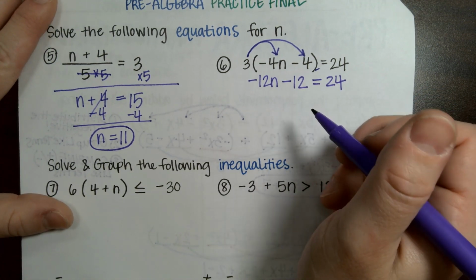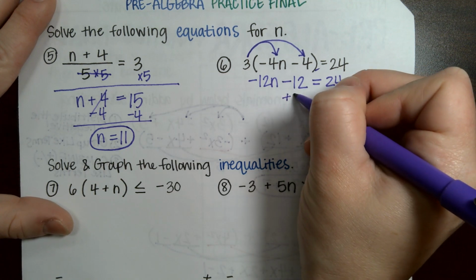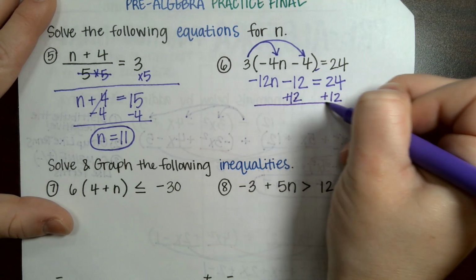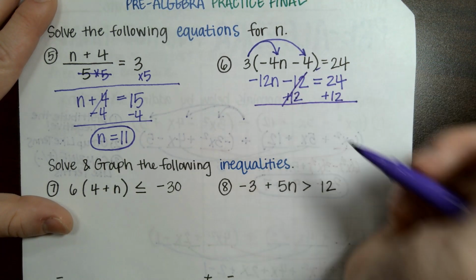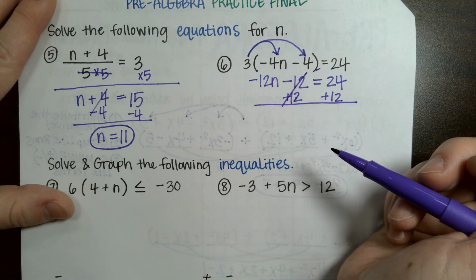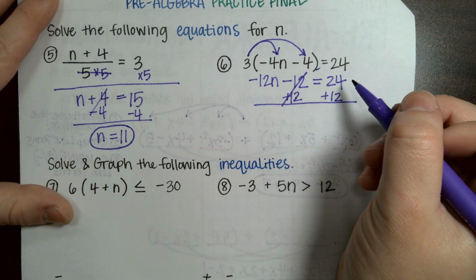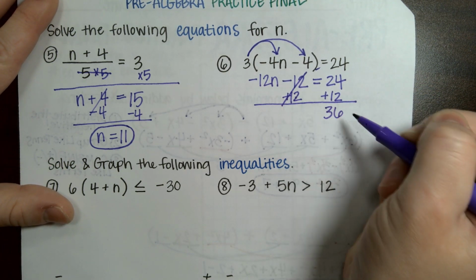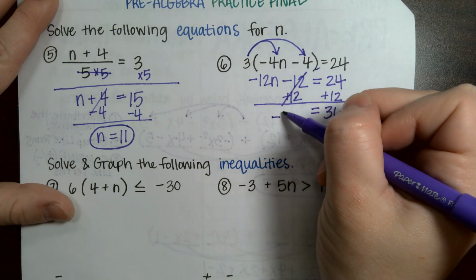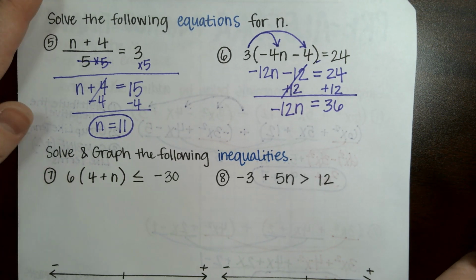So what do we do first? Yeah, let's add 12 to get rid of that minus 12. And that negative 12 and that plus 12 cancel. And then what do we do next? Yeah, 24 plus 12, what is that? 36. And we'll go ahead and bring everything down. Equals, and we still have negative 12n. So what's our last step?